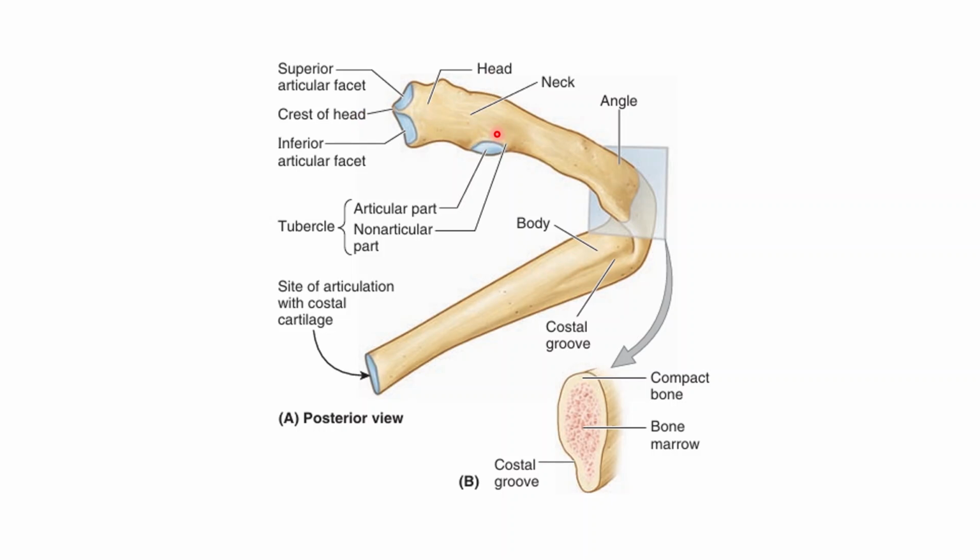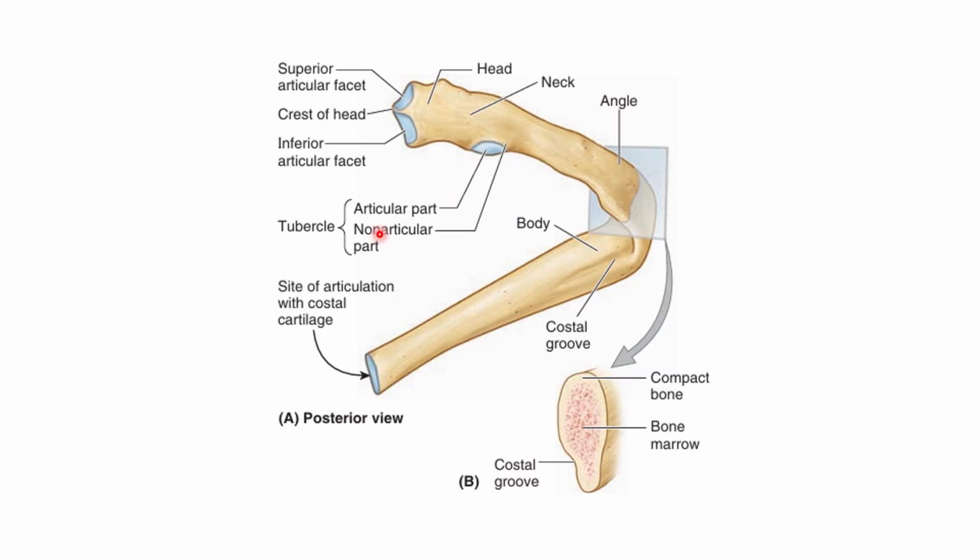Now, the neck is what connects the body and the head at the tubercular region. Now, the tubercular region itself has two parts. It has the articular part and the non-articular part. The articular part is a smooth region, and the non-articular part is generally a rough region. The articular part, or the smooth region, is used for the attachment to the transverse process of the vertebra, and the rough non-articular part is used for the attachment of a ligament known as the costotransverse ligament.